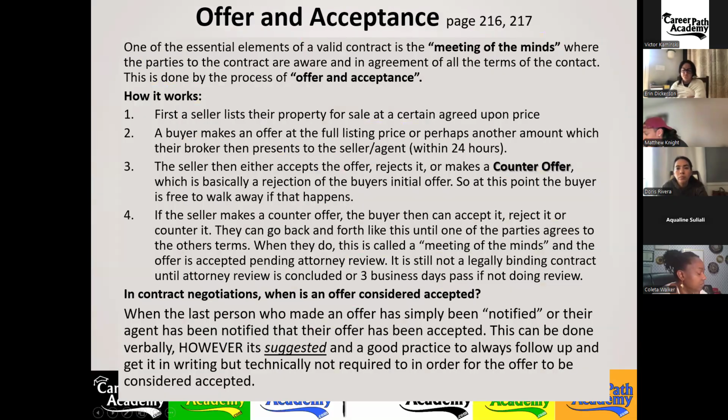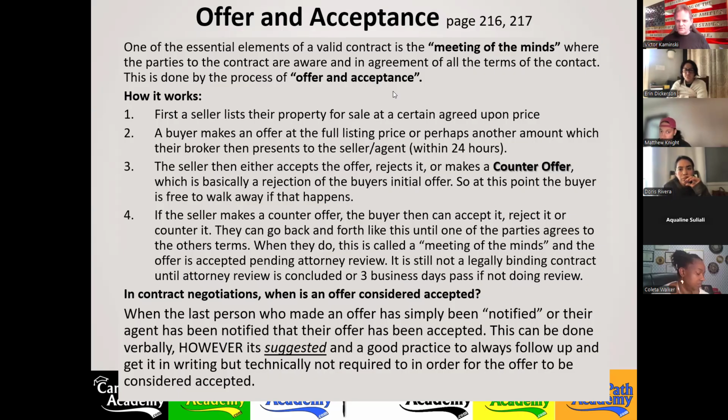Okay, so offer and acceptance. How does that work? Here's the slide I have for the explanation of this scenario. One of the essential elements of a valid contract is a meeting of the minds. That's where the parties to the contract are aware of and in agreement on all the terms of the contract. And this is done through the process of offer and acceptance.